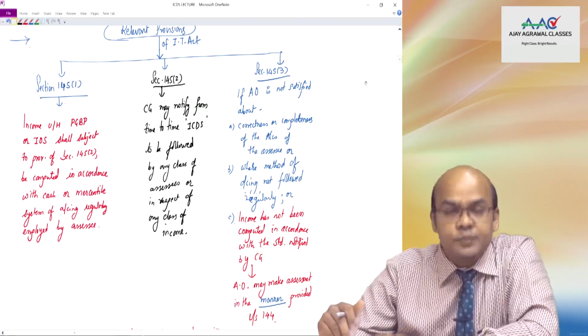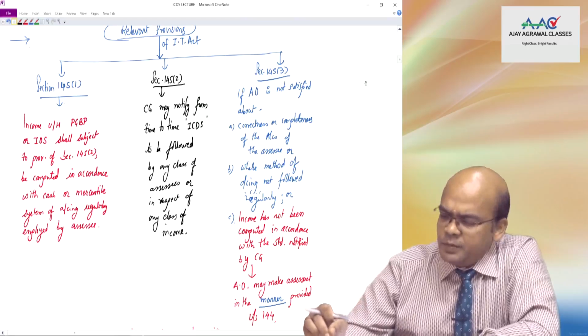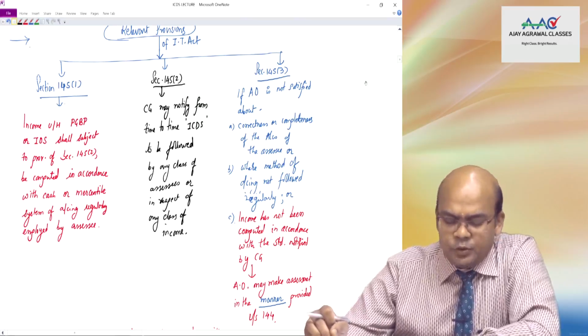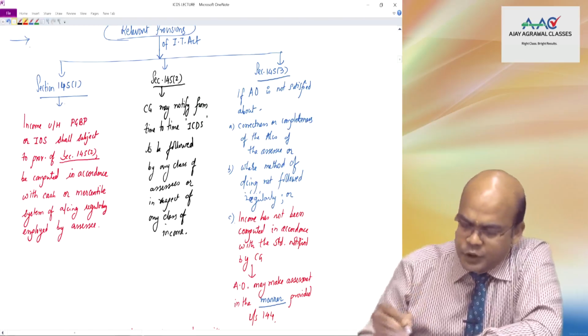Section 145 subsection 1. What does it say? Income under the head PGBP or IOS shall be subject to the provisions of section 145 subsection 2.